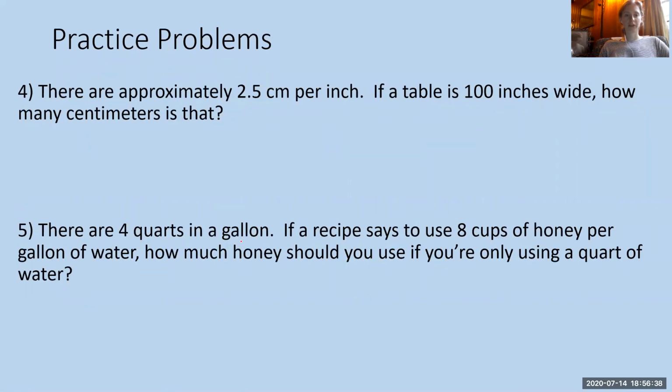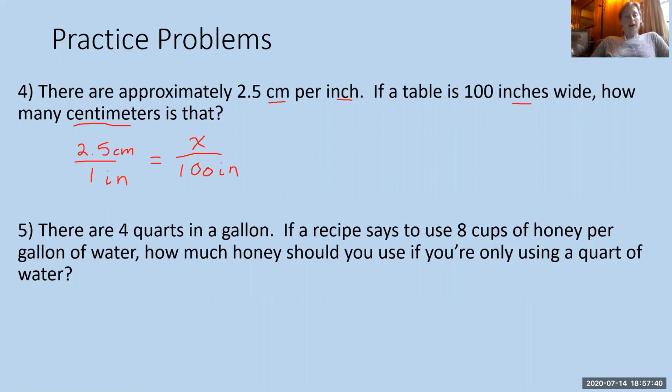Okay, so our final 2 problems here. Number 4, it says there are approximately 2.5 centimeters per inch. If a table is 100 inches wide, how many centimeters is that? So in this problem, we are comparing inches and centimeters. So we know it's 2.5 centimeters per 1 inch. We have a table that is 100 inches wide. How many centimeters is that?